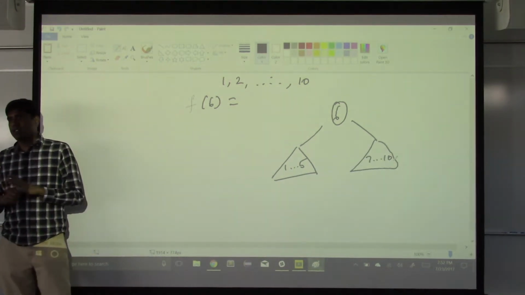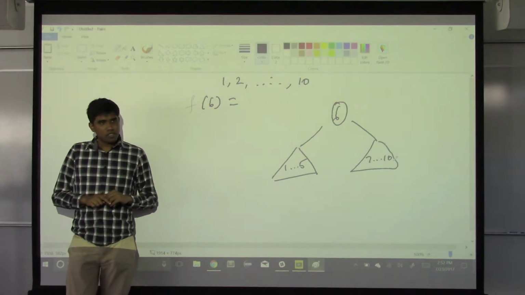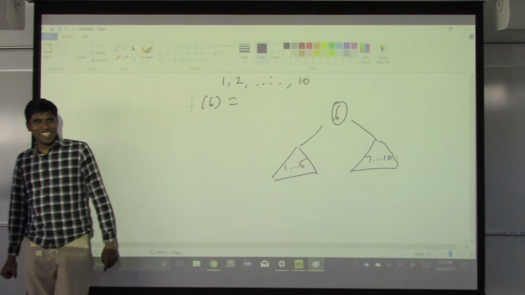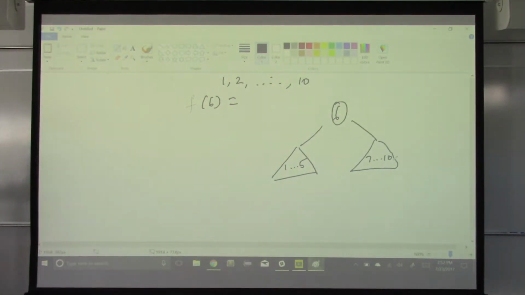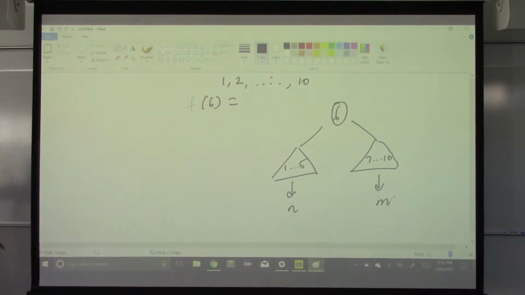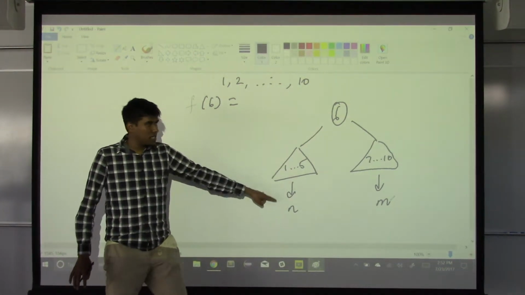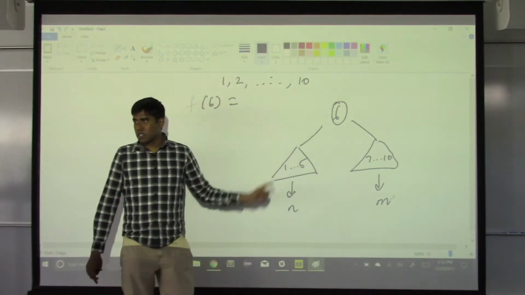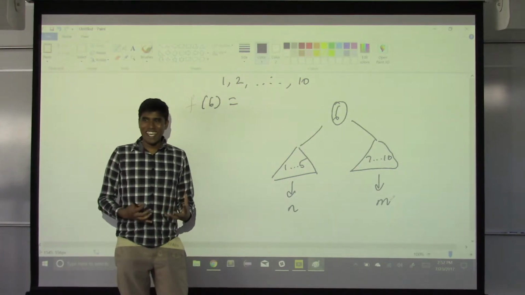Did you guys get my question? Let's say the number of trees you can make with 1 to 5 is n. The number of trees you can make with 7 to 10 is m. So what is the total number of trees with 6 as the root? Is it n plus m plus 1?